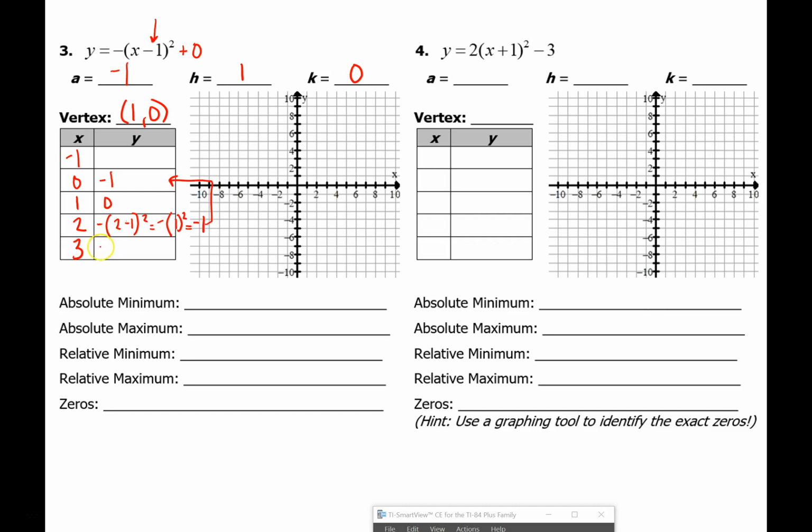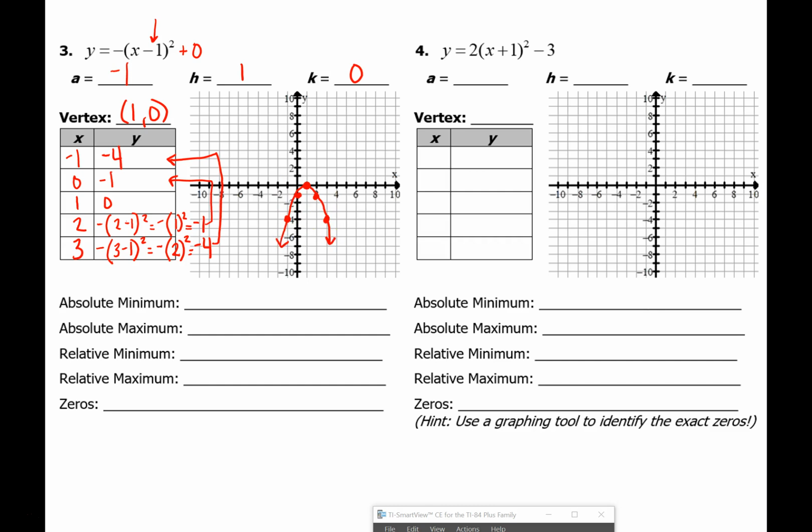And now I need to plug in 3. So negative quantity 3 minus 1 squared. 3 minus 1 is 2, so I'm doing negative quantity 2 squared. 2 squared is 4, and then I multiply that by my negative, so that means -4 goes in both of those symmetrical spots. Okay, so let's graph. I have 1, 0 as my vertex. I have 2, -1. Okay, so this one's going down like we expected, and 3, -4. So that goes there, and then I make my other side symmetric, and there's my U shape.